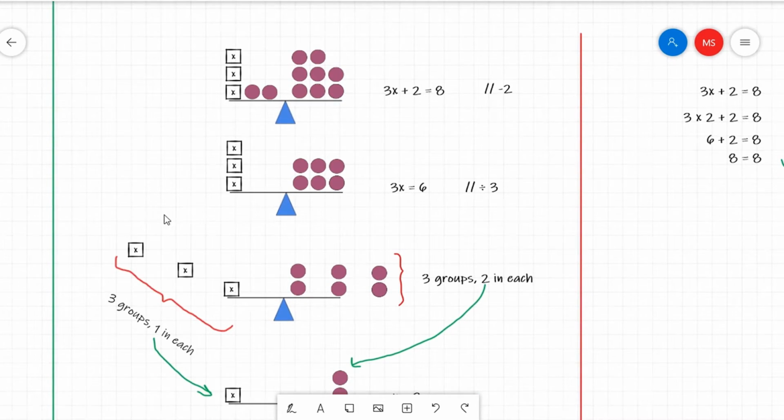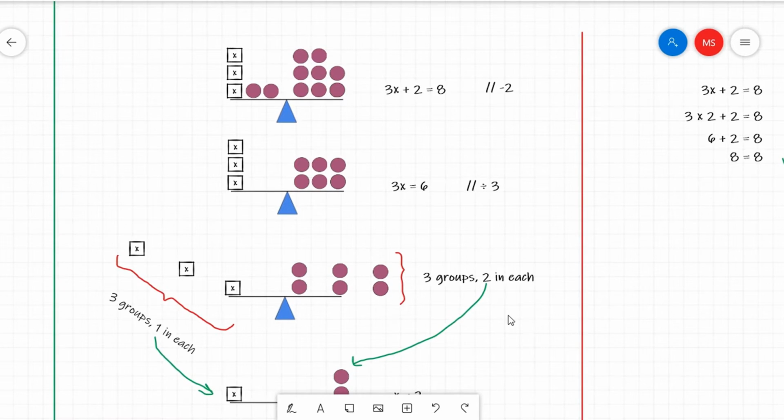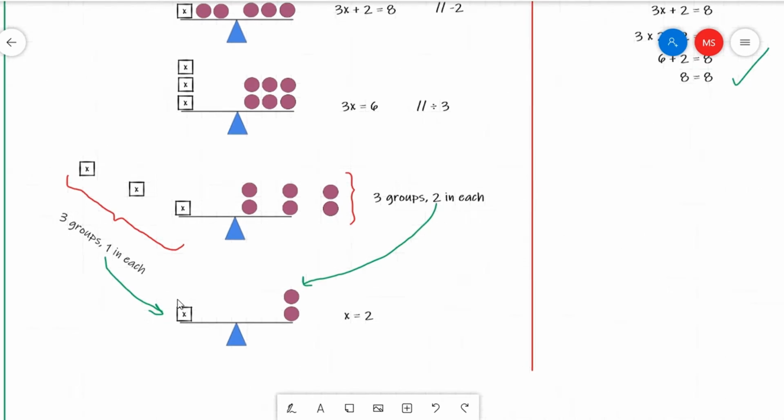When I divide my 3x's by 3, I'm really splitting it up into 3 different groups and asking how much is in each group. And you can see here there's 1 in each of my groups, and so that's what ends up on my balance on the left-hand side. When I divide this side by 3, I'm breaking it up into 3 groups, and I'm asking how much is in one of those 3 groups.